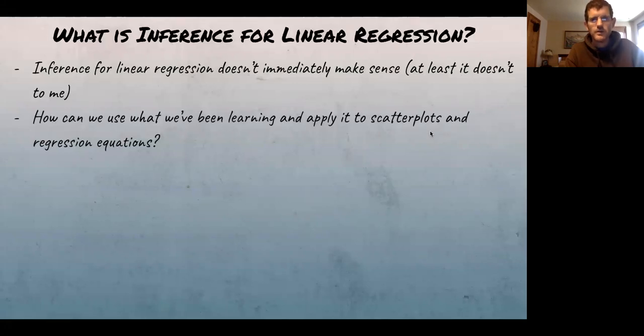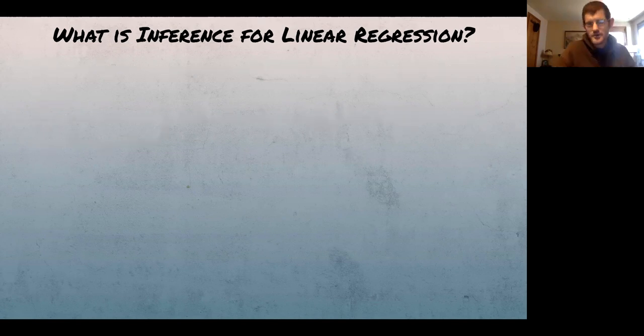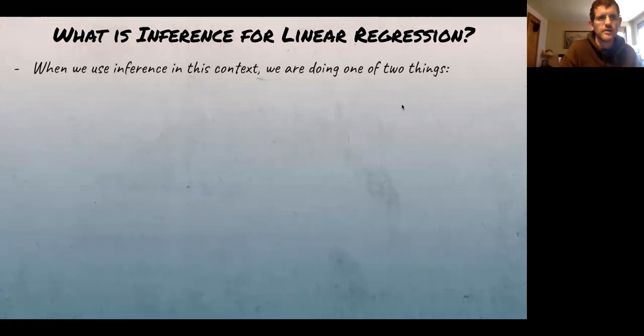So we've learned some stuff about scatter plots and regression equations. How are we going to fit those concepts into the idea of confidence intervals and hypothesis testing? Well, of course, that's what you came here for. We will answer those questions.